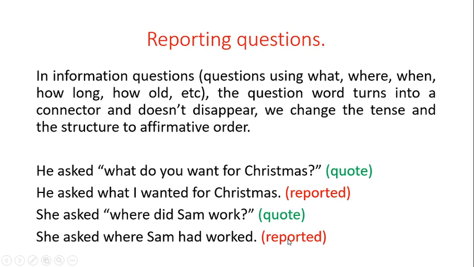In the case of the reported questions that take the information word, like what, where, when, how long, how old, etc., that information word or question word doesn't disappear. We keep it and we use it as the connector in the reported sentence. So what we do is that if there are auxiliaries like do and did, they disappear, and we change them to the tense that corresponds to the verb that we are using in that sentence. Simple present to past, simple past to past perfect, and etc.